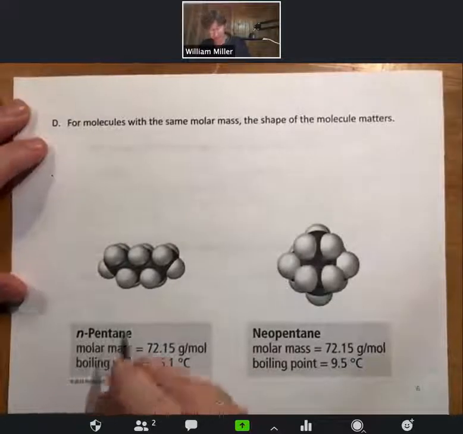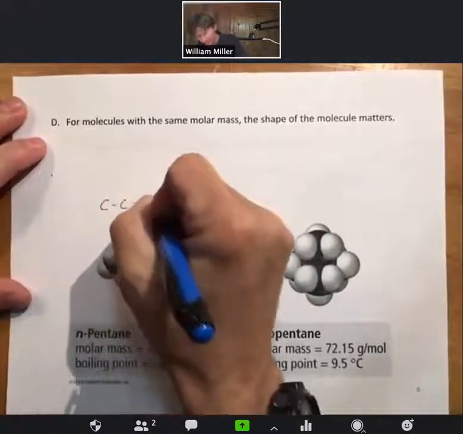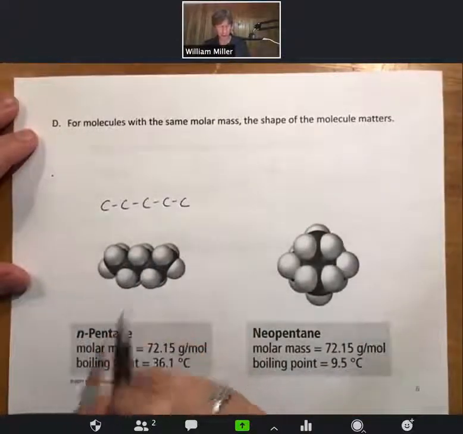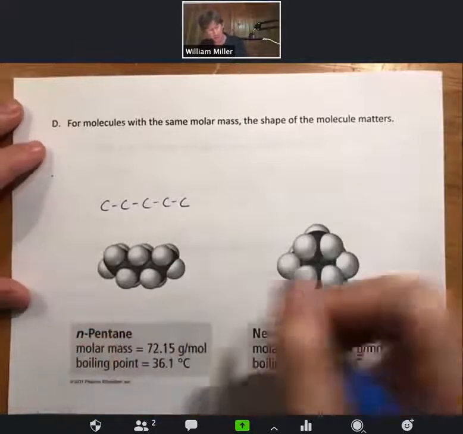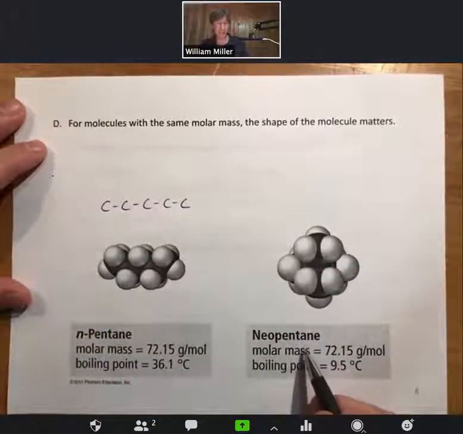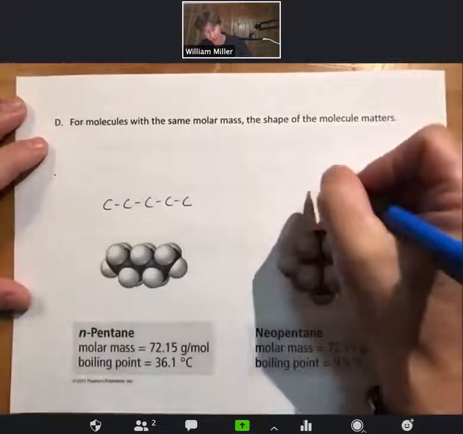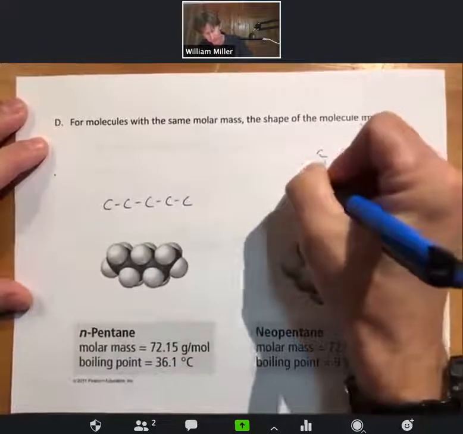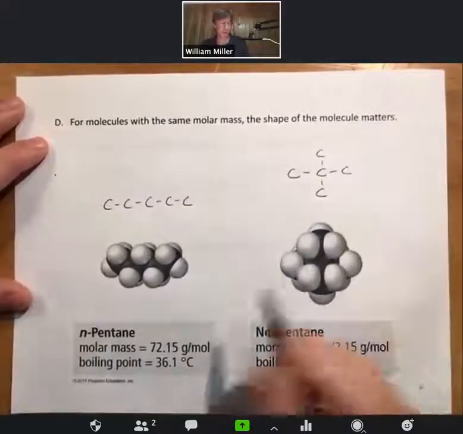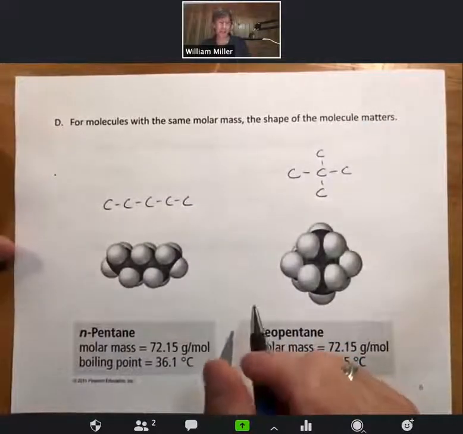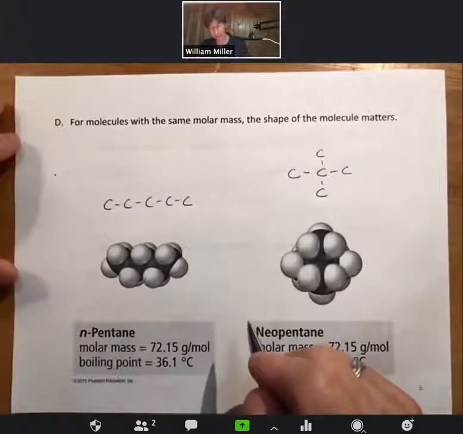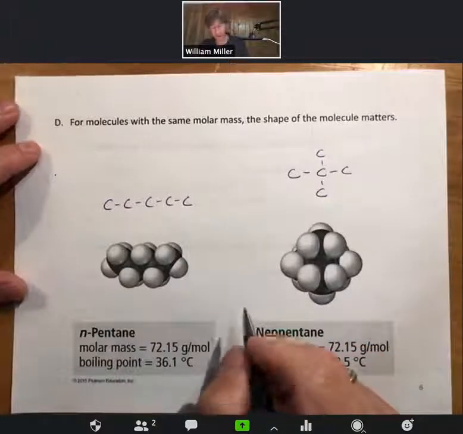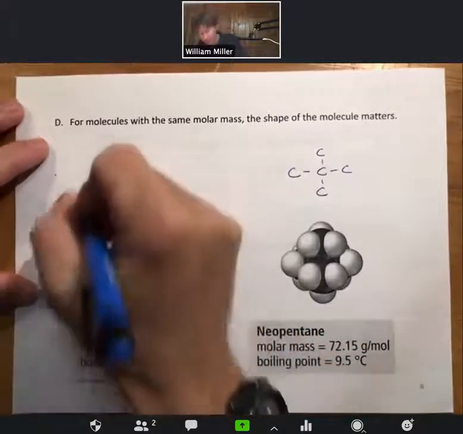This is n-pentane, which is 5 carbons in a row. We're showing the space filling model right here. Here we have something called neopentane. For neopentane, there are five carbons, but they're connected all around the central carbon. The white atoms shown here are hydrogens, and so we've got a bunch of hydrogens around there as well.